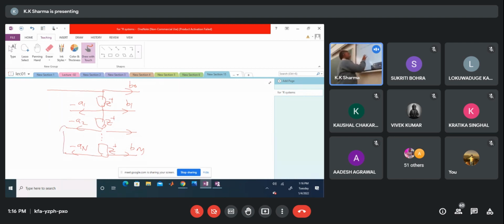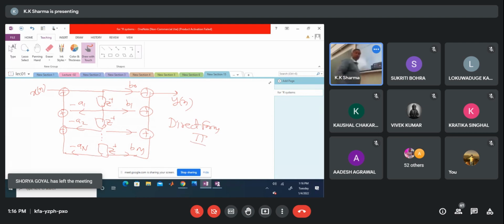Now you add them. This is x of n. You add two at a time. You will obtain y of n. This is the direct form 2 for an IIR system.